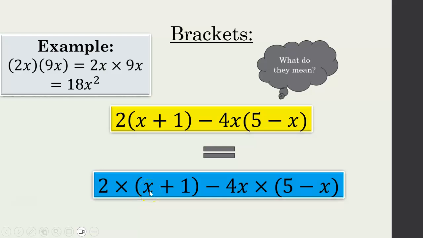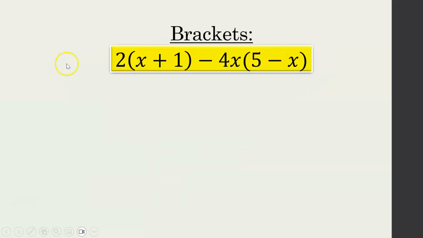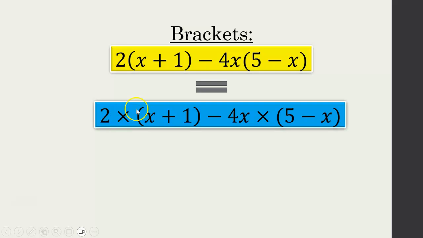Now, how do we do the big brackets, though? These are nice and easy brackets beside each other. We have an x plus 1 in here. This is a lot more complicated than just 9x. Well, let's just break it down. 2x plus 1 minus 4x, 5 minus x. Well, that's the same thing as 2 times x plus 1, and then we're multiplying. I said that in the previous slide. So how do we do that?